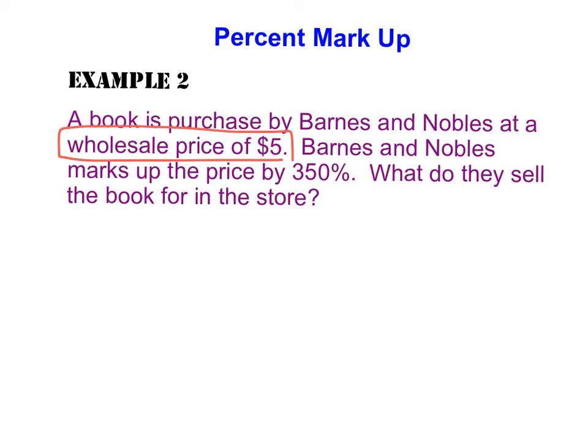So our wholesale price, what Barnes & Noble pays, is $5. This is our wholesale. It's what Barnes & Noble pays for the item. And then Barnes & Noble is going to mark up this item by 350%. So remember, we have to calculate what that markup value actually is.